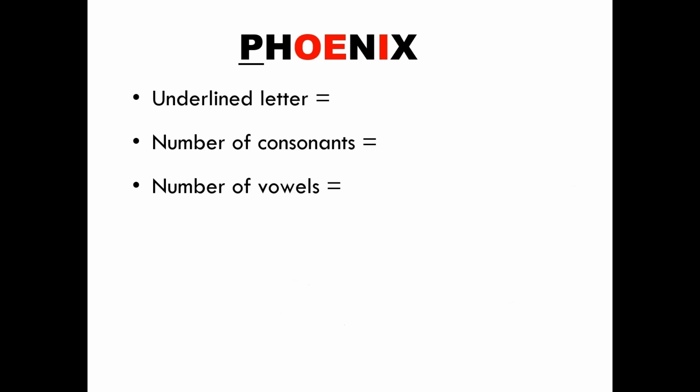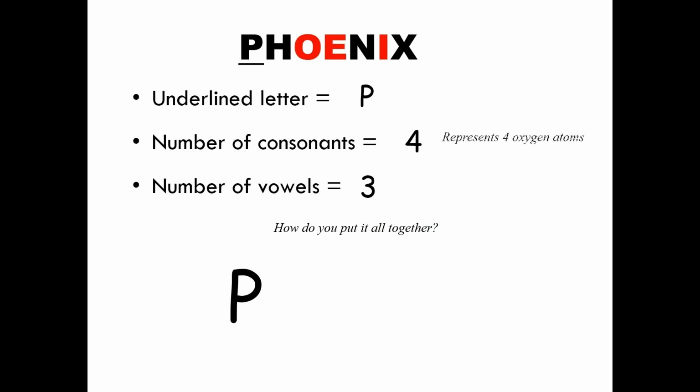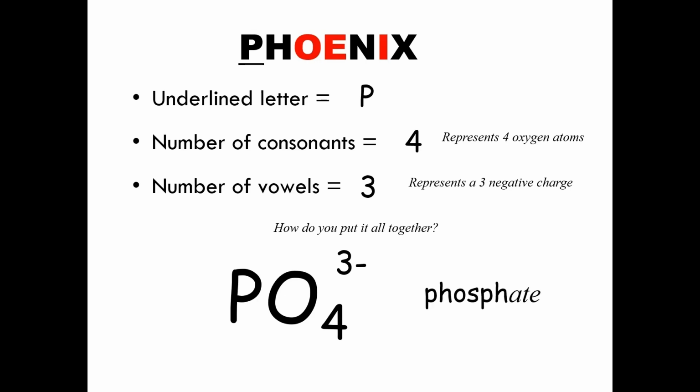The last word in the mnemonic is phoenix. The underlined letter is P, representing the element phosphorus. There are 4 consonants and 3 vowels in this word. So how do we put it all together? Well, of course, the chemical formula for the polyatomic ion will start with P. The 4 consonants represents the 4 oxygen atoms inside this ion, and the 3 vowels represents a 3 negative charge on this compound. The name of this ion is phosphate.